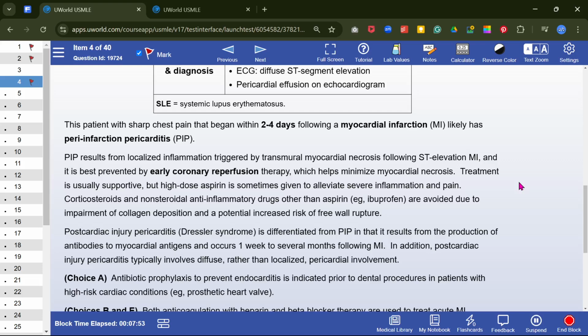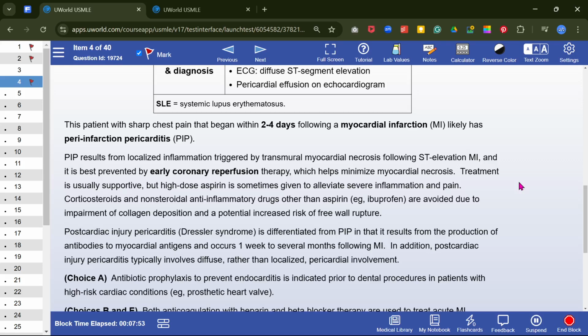Corticosteroids and non-steroidal anti-inflammatory drugs other than aspirin, such as ibuprofen, are avoided due to impairment of collagen deposition and a potential increased risk of free wall rupture.